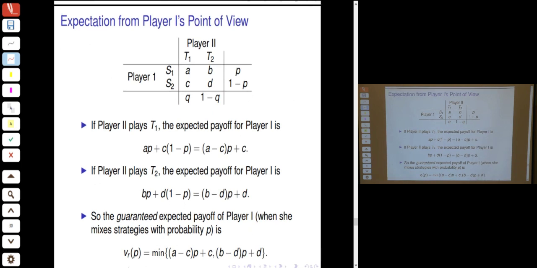So let's now write down the payoffs. First, from player 1's point of view, if player 2 plays T1, which is this column, and player 1's mixing parameter is P and 1 minus P, then the expected gain for player 1 is A times P plus C times 1 minus P, which you can simplify as (A minus C) times P plus C. Similarly, if player 2 plays T2, the payoffs are B and D respectively, so the expectation simplifies to (B minus D) times P plus D. So these are the possible expected gains.